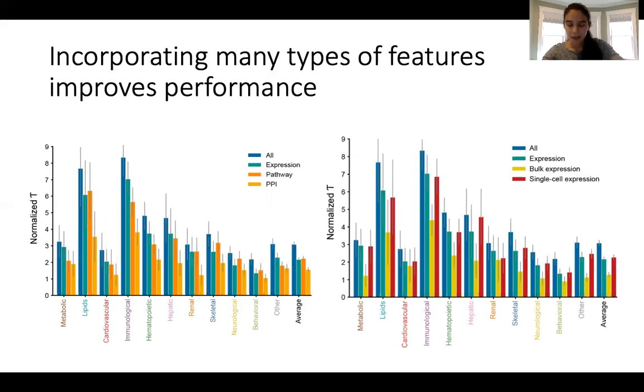And then within expression, how about single cell versus bulk gene expression data? And here it looks like actually the single cell data is proving more informative on average than the bulk expression data. And in fact, we're getting about as much out of all of the data together as we would out of just using the single cell data by itself.